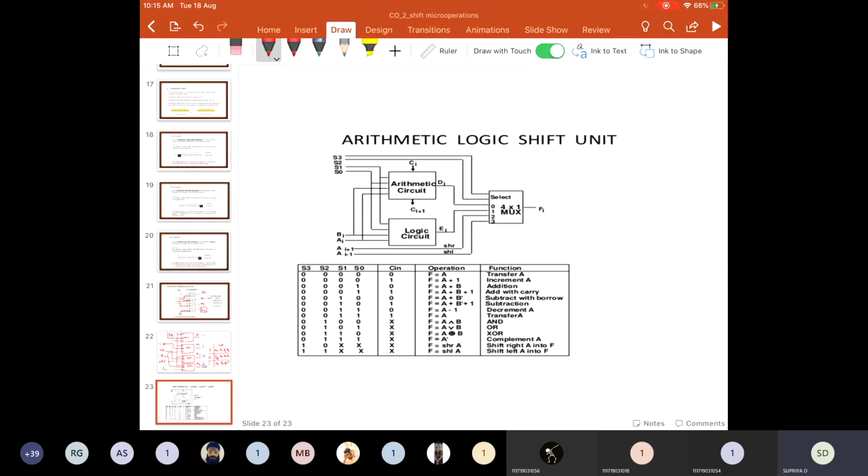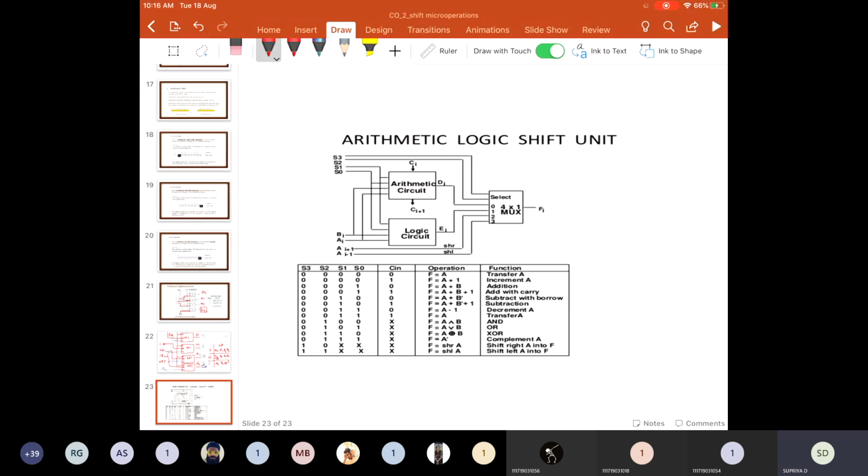Now we have discussed the shift micro operations, which can be performed using a combinational shifter. So there is a hardware circuit in which we perform all the arithmetic, logic, and shift operations using a single circuit. Arithmetic, logic, shift micro operations can be achieved in a common circuit, that we call an arithmetic logic shift unit.